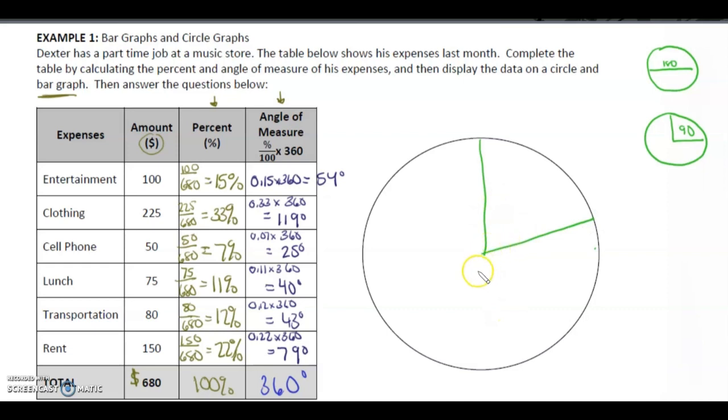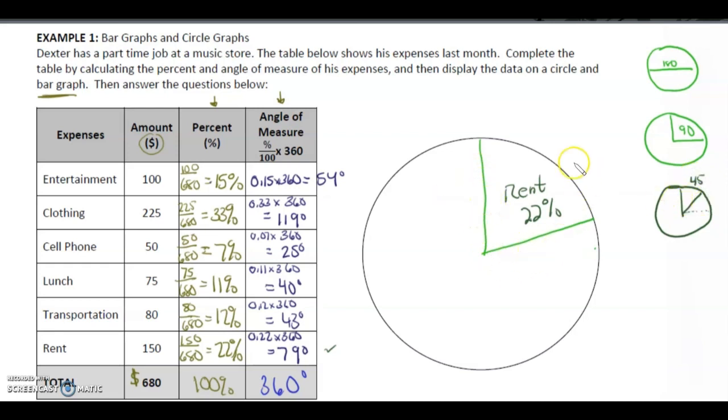I mean, if you were in elementary school, you brought out your protractor, you could actually draw this very accurately. So this is going to be rent. Let's see this darker. Okay, which is 22%. Okay, now transportation, 43 degrees. So 43 degrees is about half of 90, right? So another one, so this would be 90. Half of that is going to be 45 degrees.